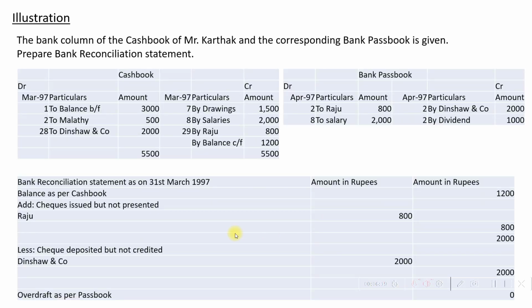Now when we look at the overdraft as per the passbook, it is 0 because it tallies. There is a condition where it may not tally. If the final balance is actually negative, the starting balance is reversed and the overdraft will remain a positive balance. That is also there in the bank reconciliation statement. So that covers an illustration of how to prepare a bank reconciliation statement. Thank you.